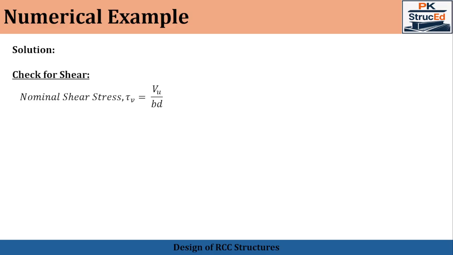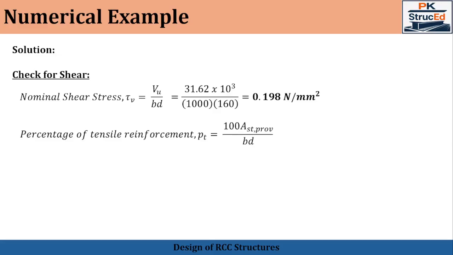Now we start with the nominal shear stress, which is calculated using the relation Vu by bd. Substituting the values, we get the nominal shear stress as 0.198 Newton per mm square. And the percentage of tension reinforcement along the shorter span direction is computed as 0.25%.